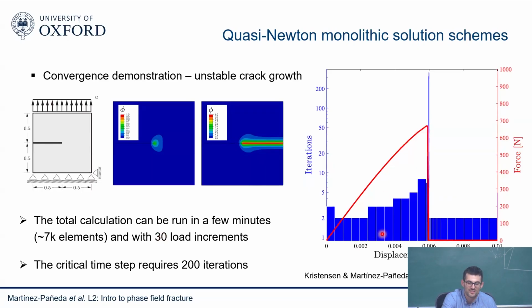But what is interesting here is that initially your increments are quite large, and in a couple of iterations you achieve convergence. But at this critical point, you need 200 iterations to get convergence. And that's something very peculiar of phase field.